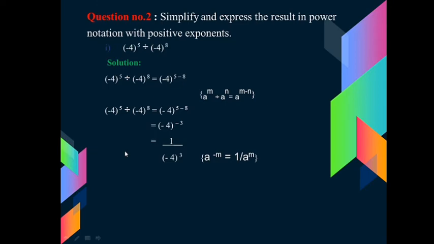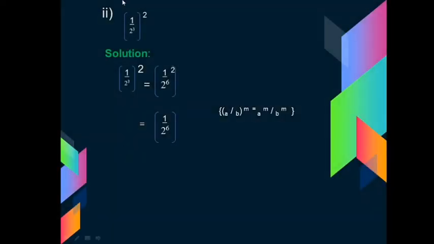Then the next question is given: 1 upon 2 raised to the power 3, whole raised to the power 2. It is given whole raised to the power 2. It means this 2 is the exponent for 1 as well as for 2 raised to the power 3 also, as it is given as a whole. So the solution is: 1 upon 2 raised to the power 3, whole raised to the power 2, can be written as 1 raised to the power 2 divided by 2 raised to the power 6. So how did we get 2 raised to the power 6?